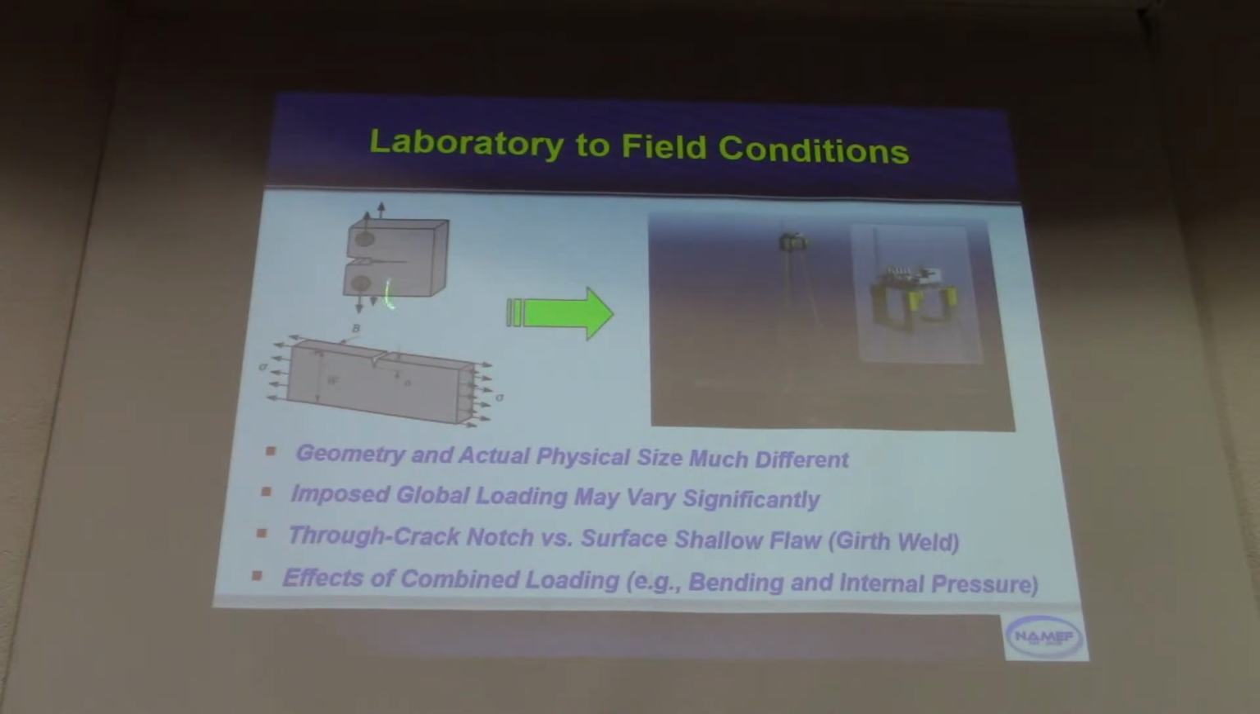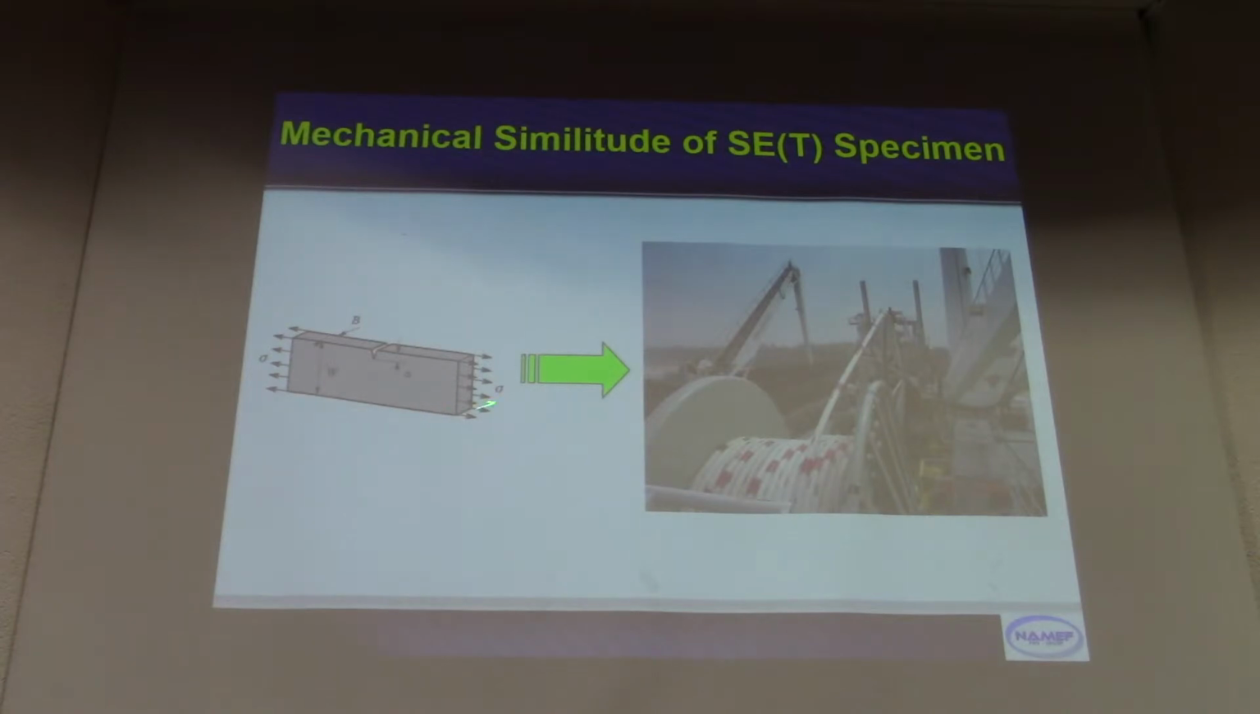Conventionally, we use high constraint specimens, which provide a very severe, very conservative assessment. So the trend now is to use single edge notch tensile specimens. And these SENT specimens have a very good mechanical correlation with the real pipeline.